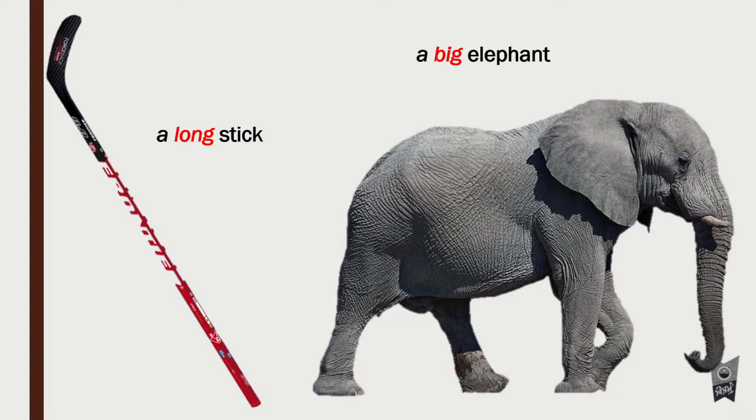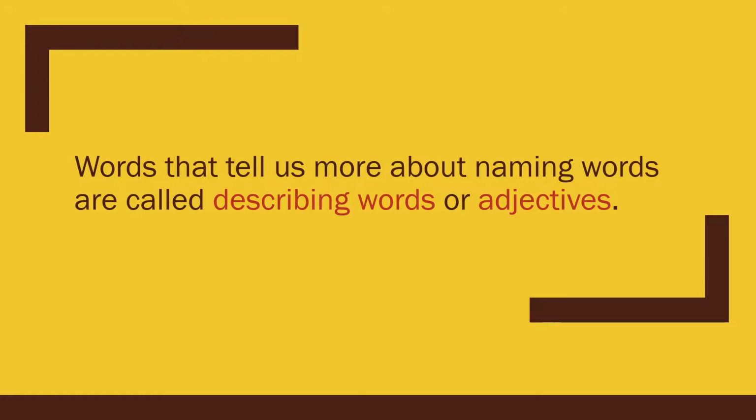So we will go to the definition, or the actual meaning, of describing words. Words that tell us more about naming words are called describing words. One more time: words that tell us more about naming words. Some words give us more information about the naming words. Those words are called describing words.